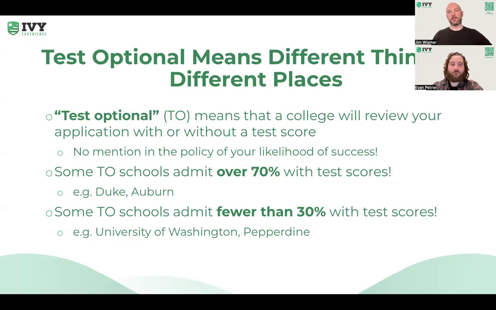We have some colleges that are test optional, like for example, Duke or Auburn, where over 70% of the students are admitted with scores. So it's not very optional. Auburn, in fact, is over 90%. Then we have other test optional schools where they're admitting fewer than 30% of their students with test scores, like University of Washington and Pepperdine, for example.